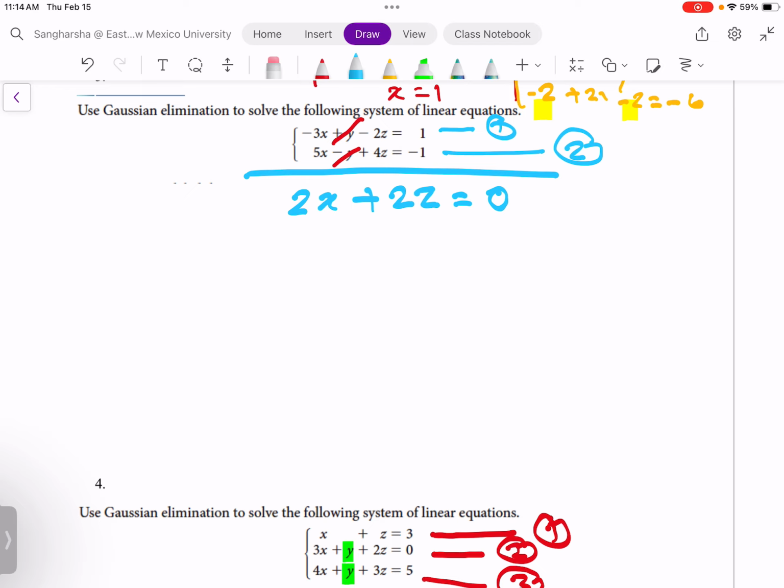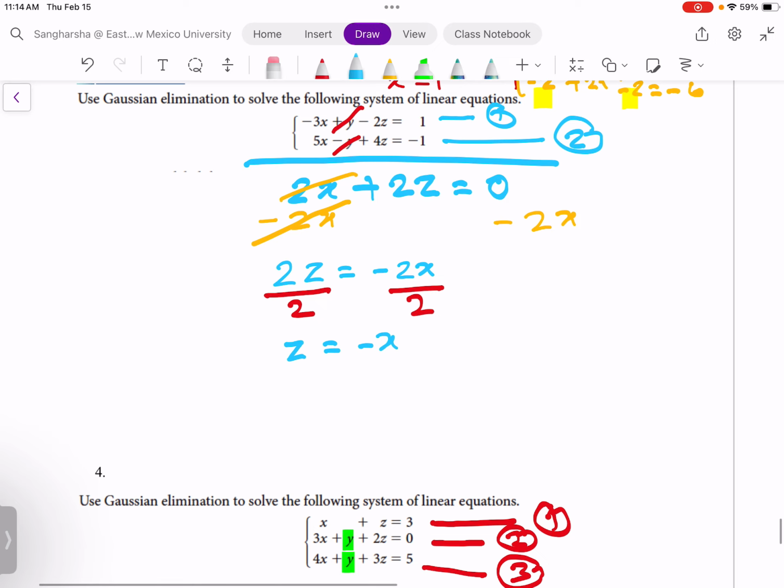So if we are solving this equation for z, what do we need to do? We need to get rid of 2x from the left side, right? So let's subtract 2x on both sides. Positive 2x and negative 2x cancel, so we have 2z on the left equals negative 2x. We have 2 on both sides, so let's divide both sides by 2. From here we get z equals negative x.